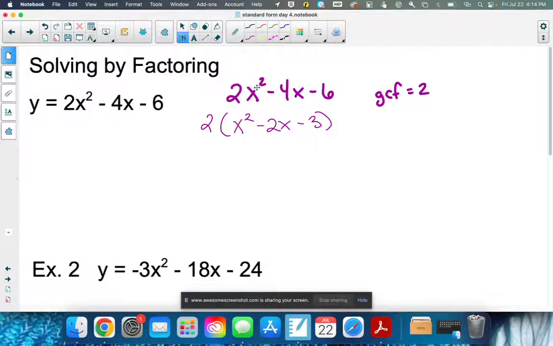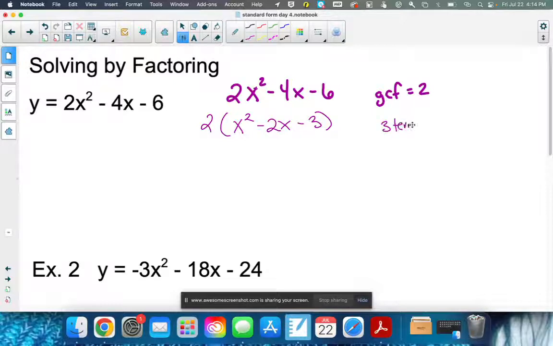Remember that when you take a GCF out of something that you factored, it's still part of your answer, because you still have to be able to get back to your original problem if you were to multiply everything out. If I distributed now, I'd get back to my original. But if I leave off the 2, it's not the same thing. So be really, really careful, please. So what I have now is 2 times x squared minus 2x minus 3.